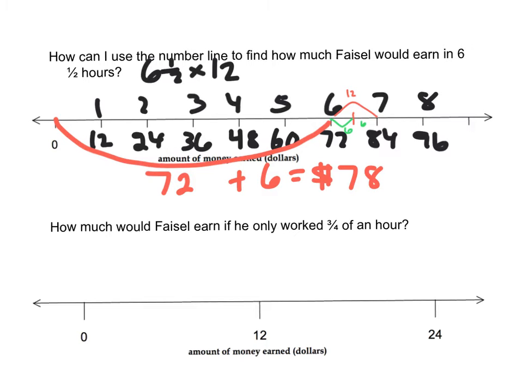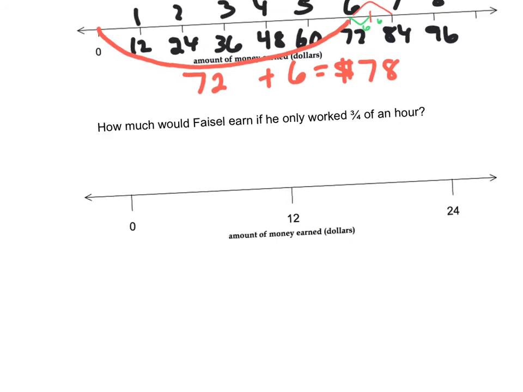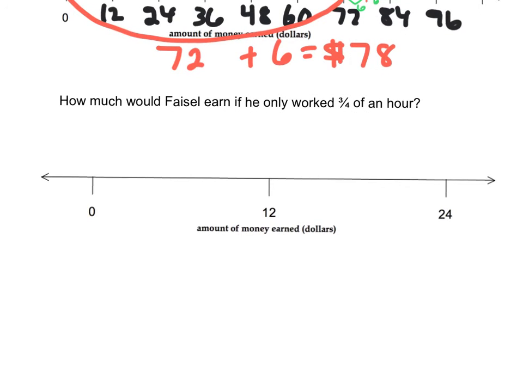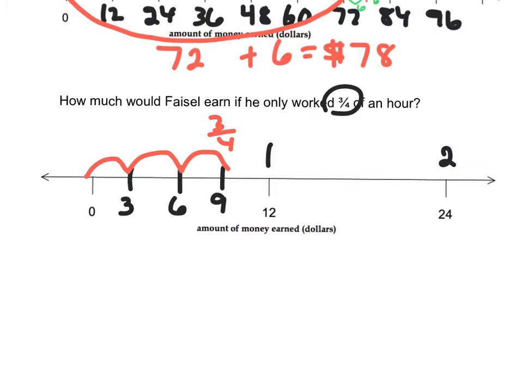So now what happens if Faisal works only 3/4 of an hour? Notice we took the number line, we spread it out some. So here we have 1 hour of work, here we have 2 hours of work. Now he's only working 3/4 of an hour. I'm going to take my hour and I'm going to split it into 4 equal parts. If it's split into 4 equal parts, each part is now worth $3. So $3, this would be $6, and this would be $9. Now we can look. Here's 1/4, 2/4, 3/4 of an hour. So 3/4 of an hour would be the same as $9.